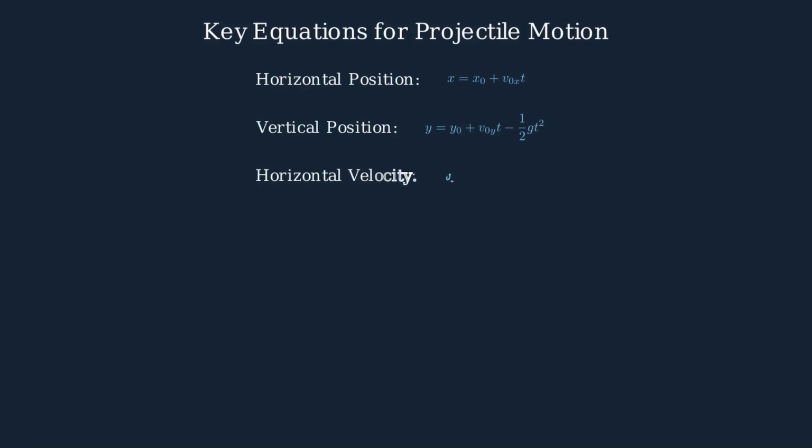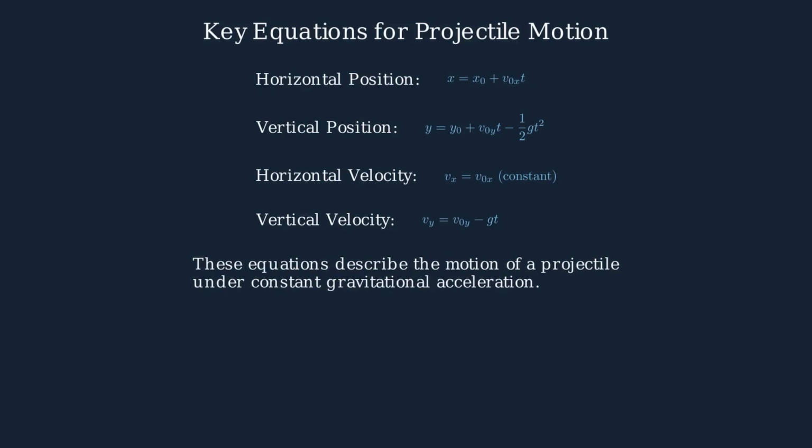The horizontal velocity remains constant throughout the motion. It equals the initial horizontal velocity. The vertical velocity decreases linearly with time due to gravity, following Vy equals v naught y minus g times t. These equations completely describe the motion of a projectile under constant gravitational acceleration.